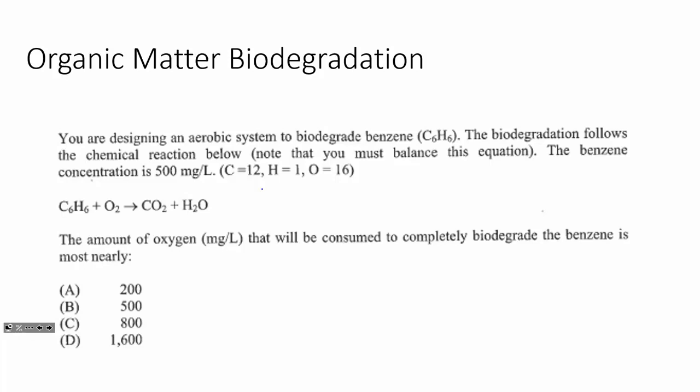Okay? So the first step we need to do here is balance this equation. So we see C6H6 plus O2 is going to yield CO2, carbon dioxide, plus H2O. So go back into your chemistry toolbox and we're going to balance this reaction.